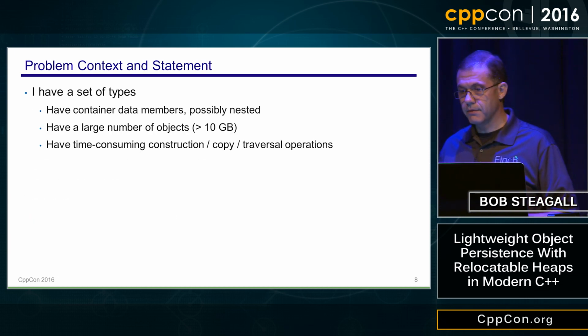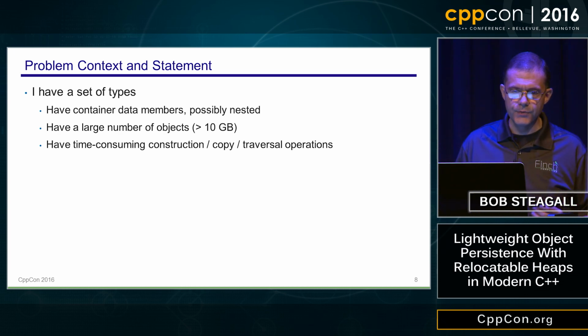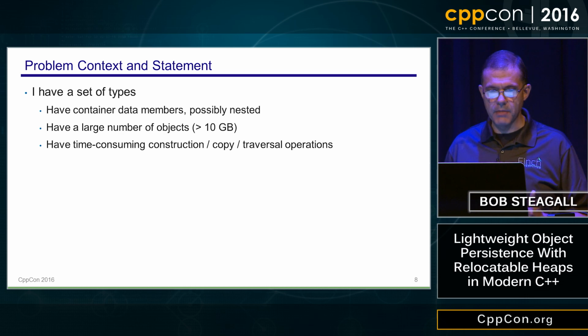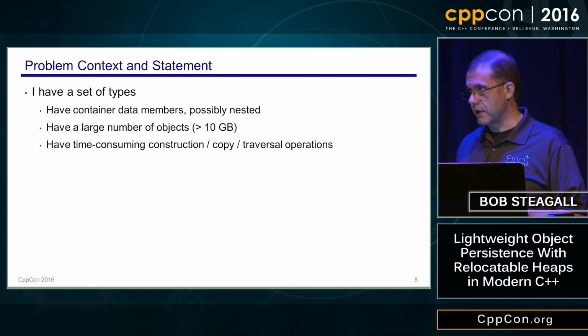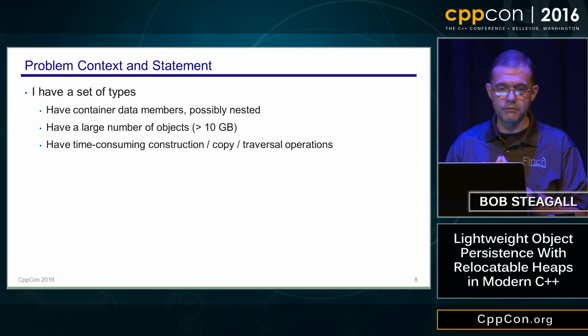So if I step back and generalize the problem, I have a set of types. These types have container data members. The elements of those containers may themselves also have container data members. So I could have a nested hierarchy of containment.